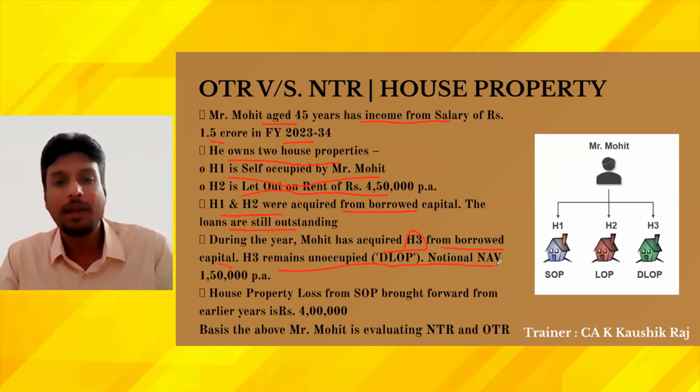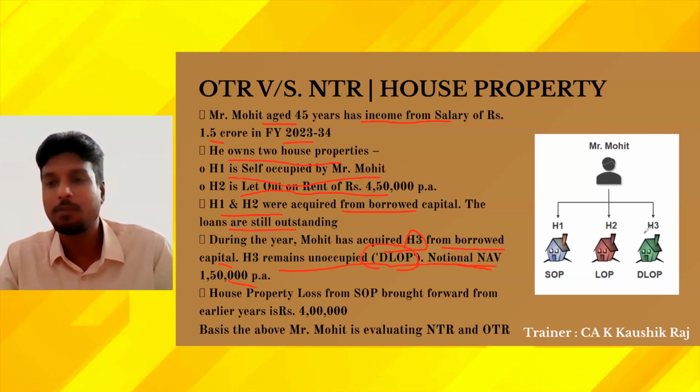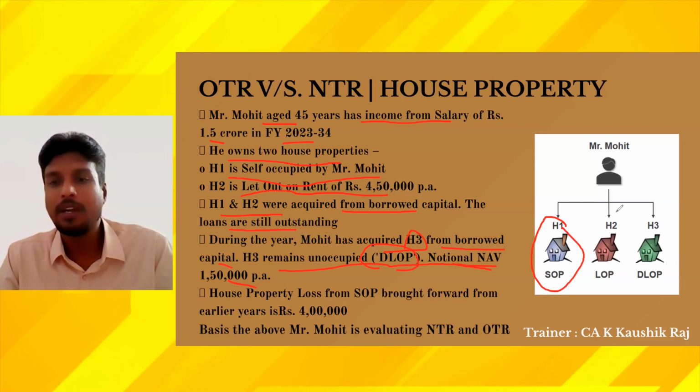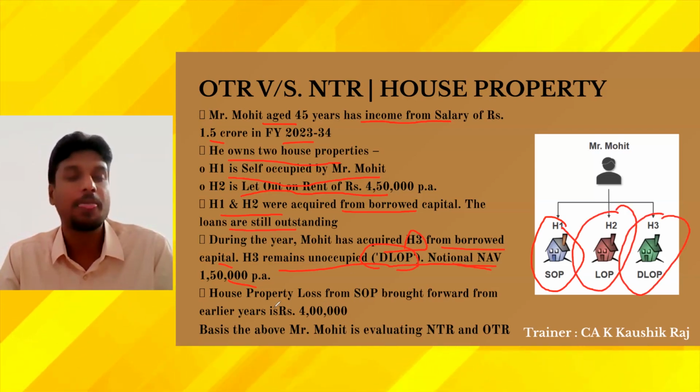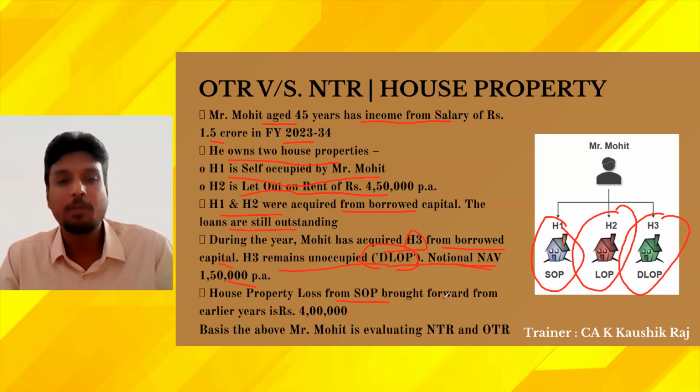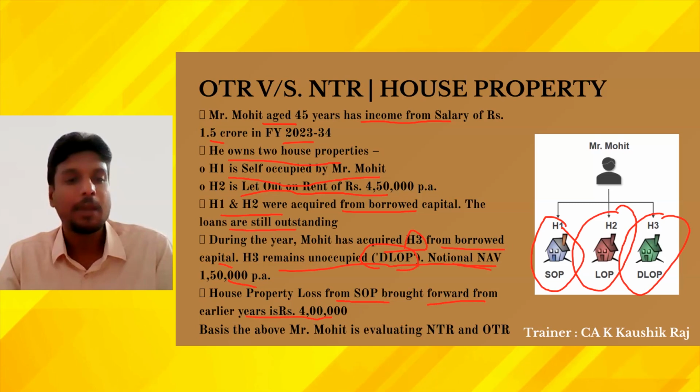H3 remains unoccupied. That means it becomes deemed let out property. Notional NAV is 1,50,000 per annum. So H1 is self-occupied. H2 is let out property. H3 is deemed let out property. House property loss from self-occupied property brought forward from earlier years is 4 lakh.